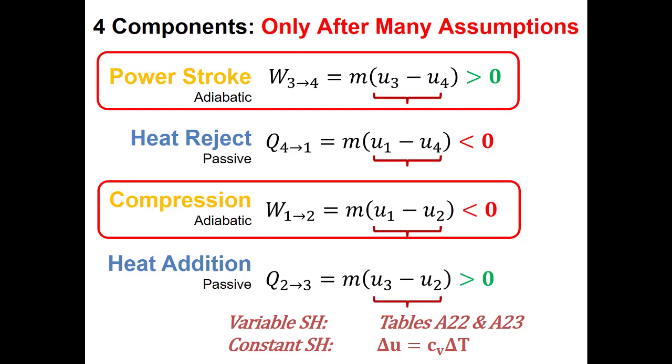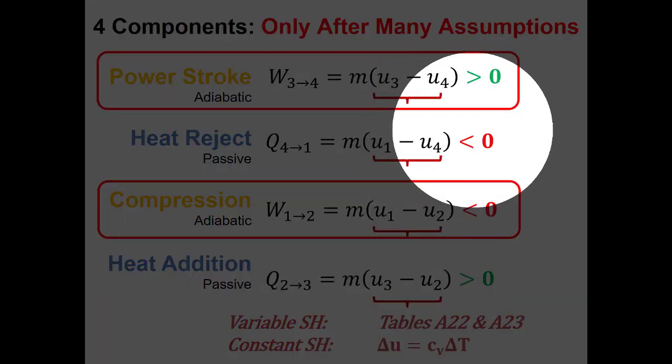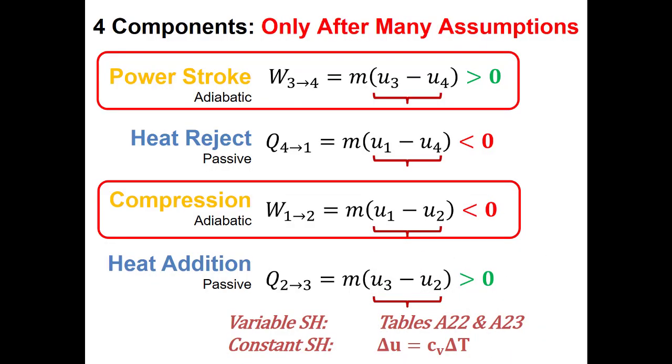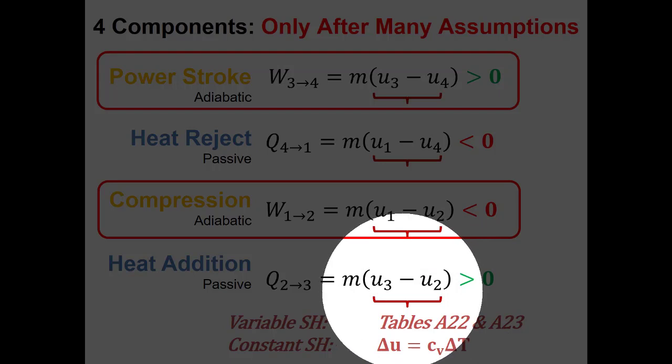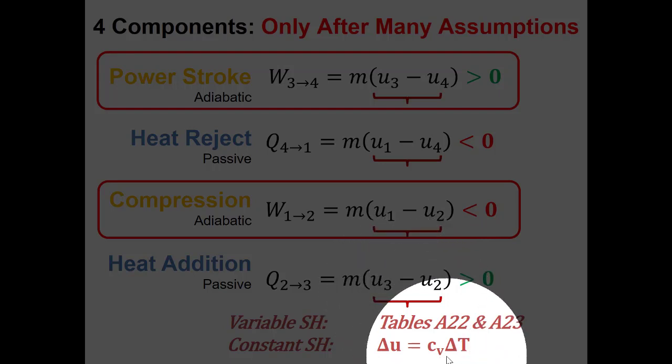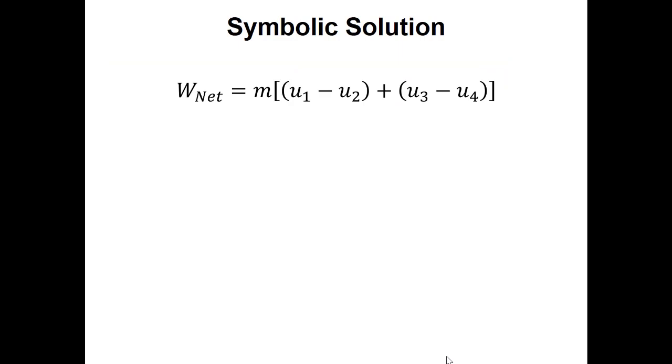I've also written down which of these terms I expect to be positive and which I expect to be negative. After I do this, I'm going to show you how to solve these states using both variable specific heat and constant specific heat. Remembering that with constant specific heat, I'm never going to find the individual specific internal energies. Instead, I'm going to find the change in U, which is all the first law asks of me, and that's going to be CV multiplied by delta T.